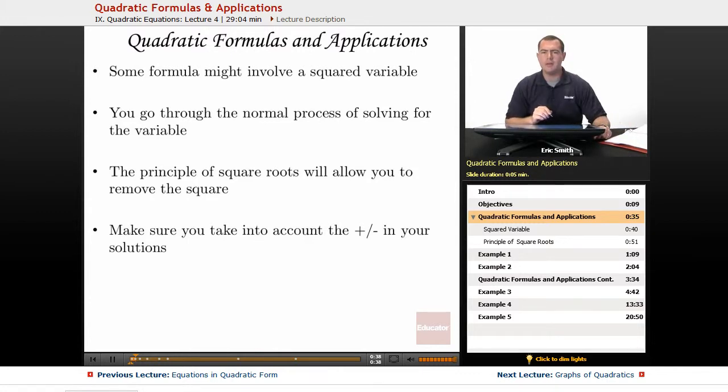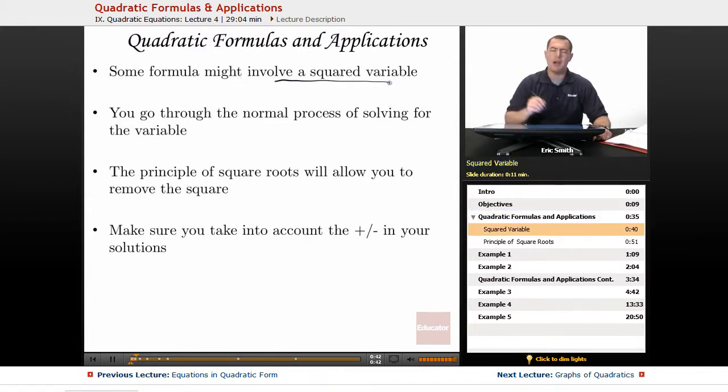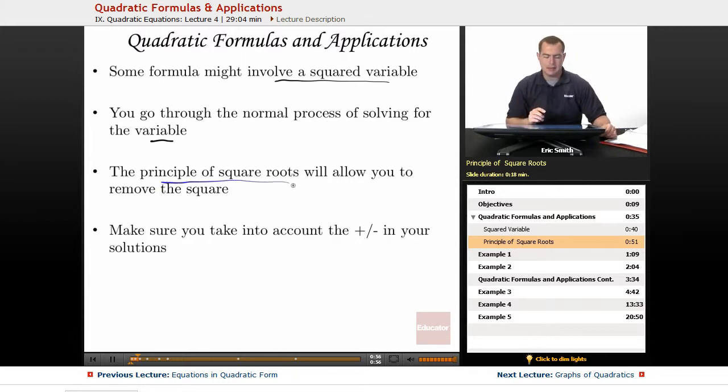So when looking at various different formulas, sometimes they might involve a squared variable in them. Now, if you go through the process of trying to solve for that variable, you might have to try and get it all by itself. But since it's going to be squared, we'll have to use the principle of square roots to get it completely by itself. Now remember that when you're using the principle of square roots, not only will we have one solution that is positive, we'll also have another one that is negative.